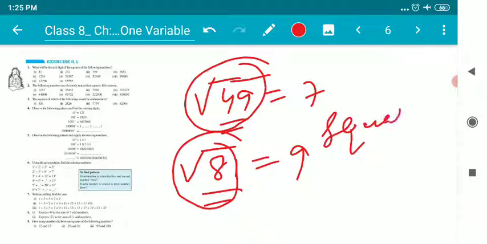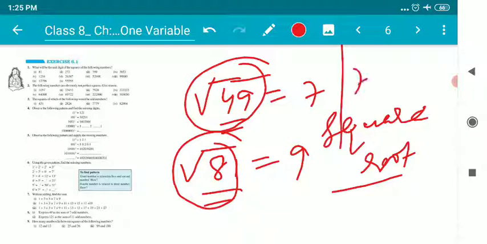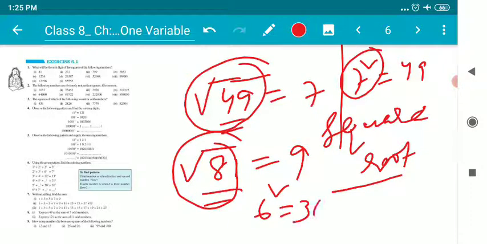So we need to have a very clear idea about the square of a number and the square root of a number. Square of a number means 7 square is equal to 49. This is called square. Suppose I'm saying 6 square means 36. Suppose I'm saying 9 square means 81. These are squares of a number.